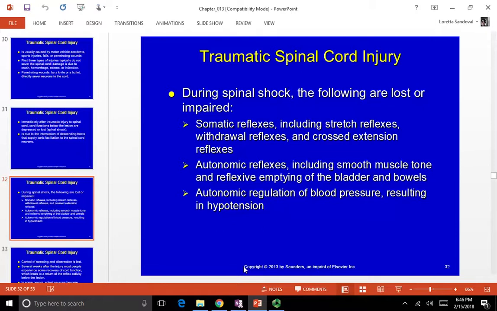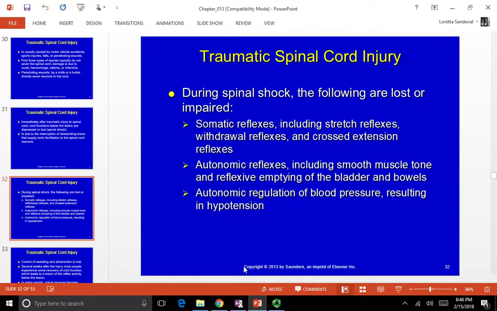So during spinal shock, all of these reflexes are lost or impaired. Somatic reflexes, including stretch reflexes, withdrawal reflexes, and crossed extension reflexes. Autonomic reflexes, including smooth muscle tone and reflexive emptying of the bladder or bowels.